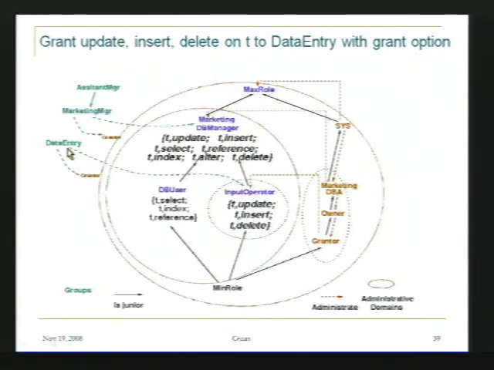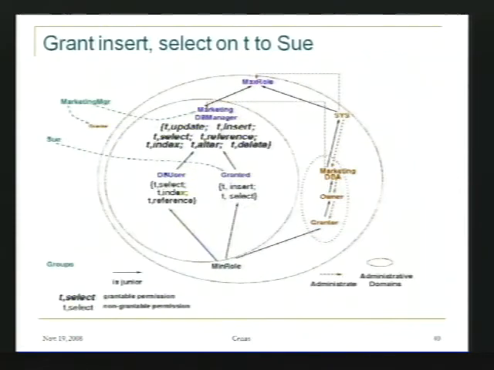And we assign the user to that role and also to the grantor role because they have the grant option. And then if you're going to assign regular permissions, just insert and select on table T to Sue, then the subrole you create has regular permissions and you assign Sue to it and she's not assigned to the grantor role.